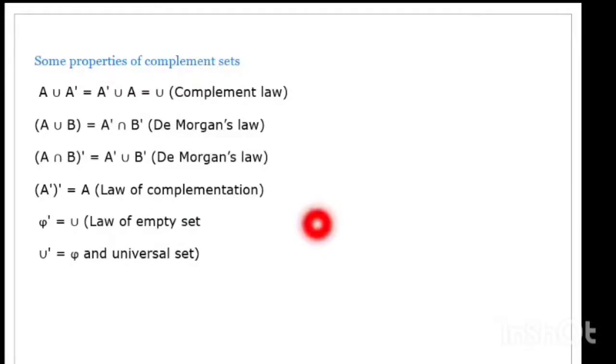Now we will discuss some properties of complement of sets. The union of a set A with its complement results in the universal set. That is, A union its complement is the universal set. This is known as the complement law. A union B complement is equal to A complement intersection B complement. This is known as De Morgan's law.